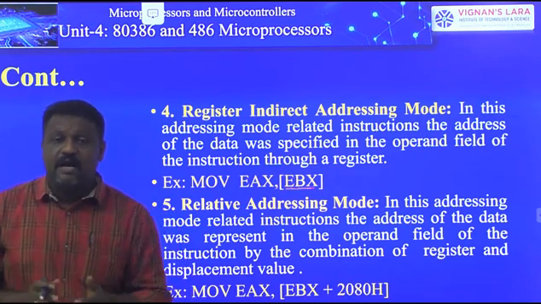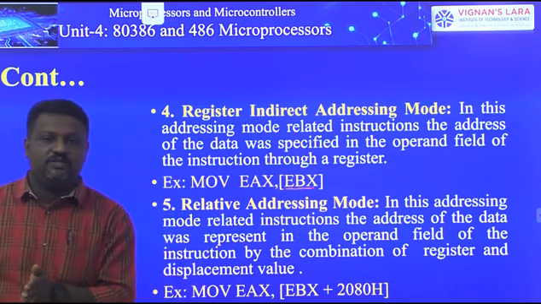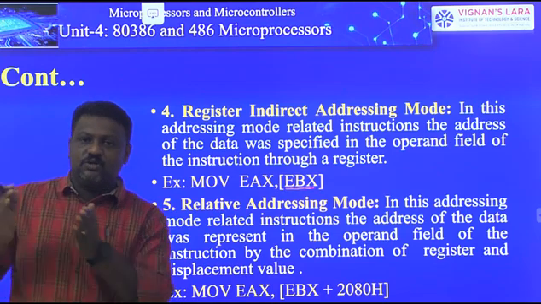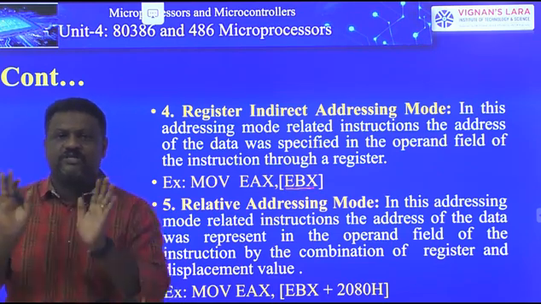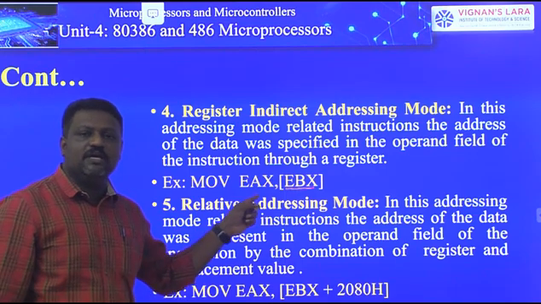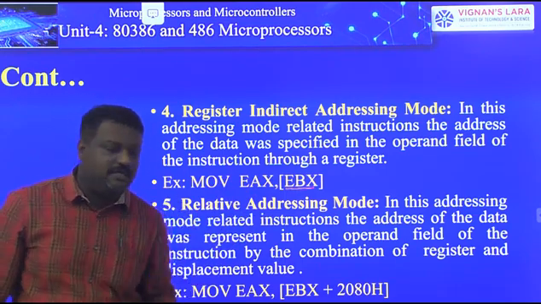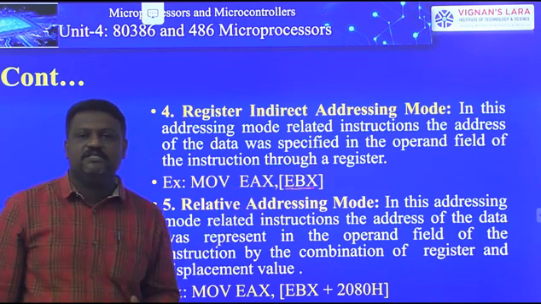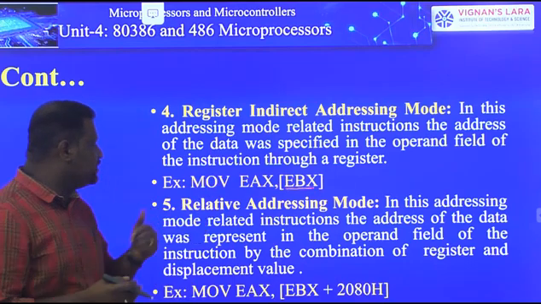That means I can go and access my data from 402050H, 2051H, 2052H and 2053H. These are 4 locations whose data is transferred to EAX. Why? Because I was accessing 4 locations. The reason is my destination is a 32-bit register. So that's the meaning of this.